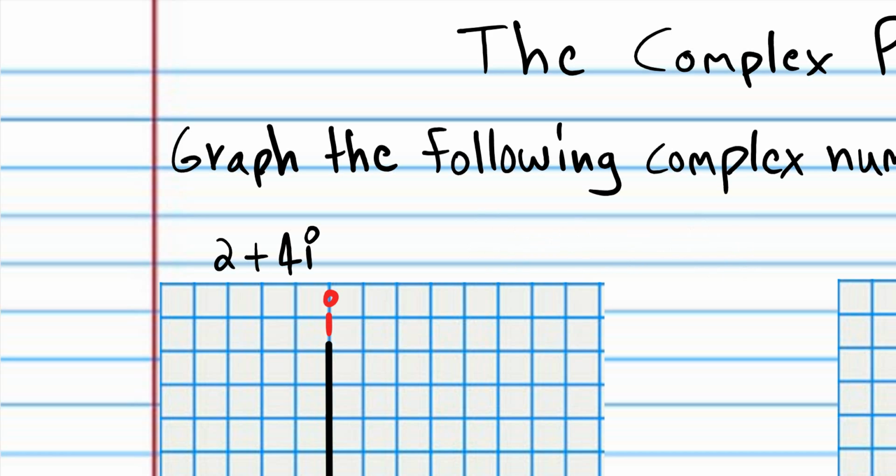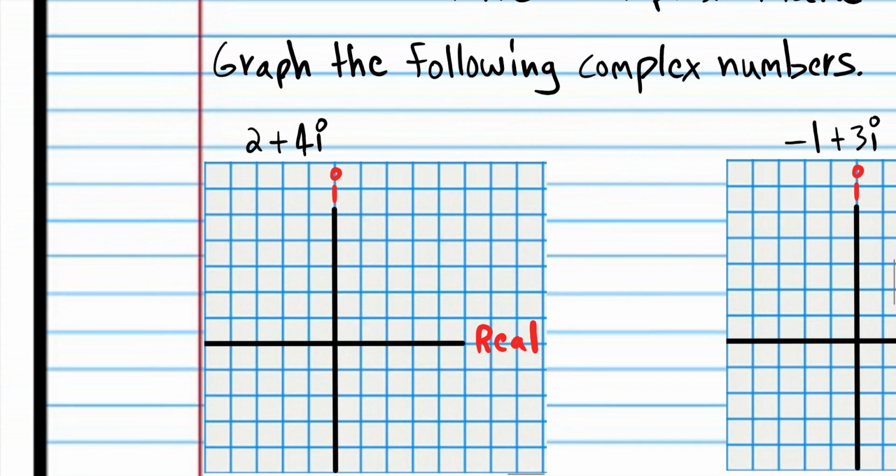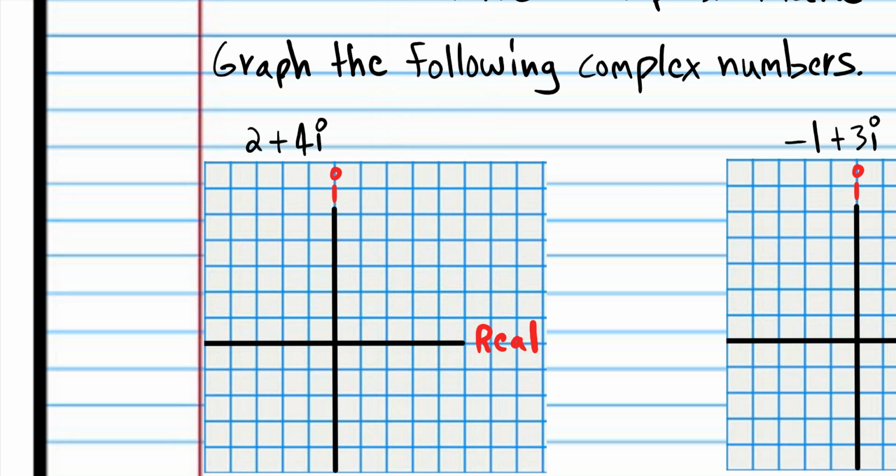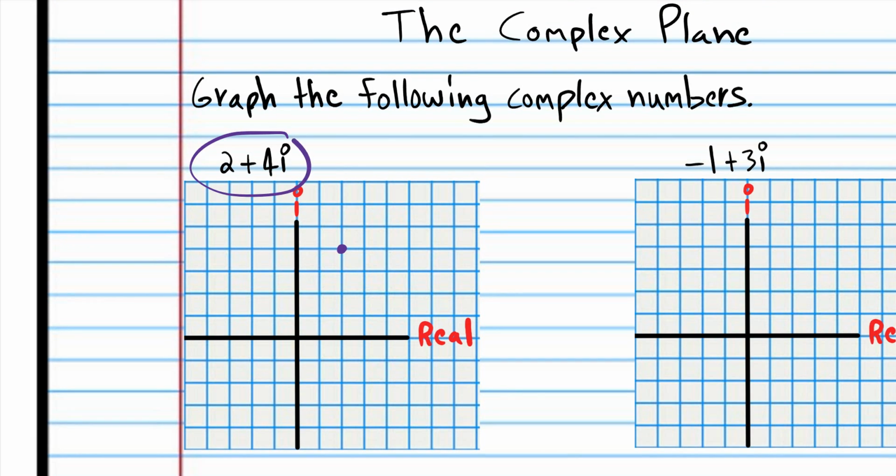When you graph complex numbers, the real number is considered to be the horizontal movement, and the coefficient of the imaginary number is considered to be the vertical movement. So if you're going to graph this, you would move out 2 units to the right, and then 1, 2, 3, 4 units up. So that is the graph of this complex number.